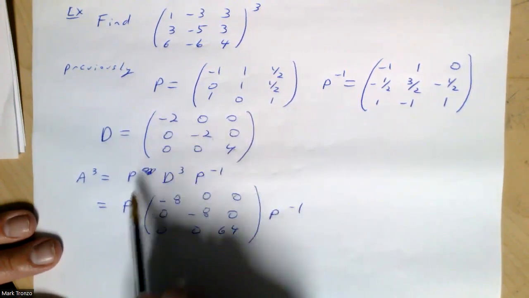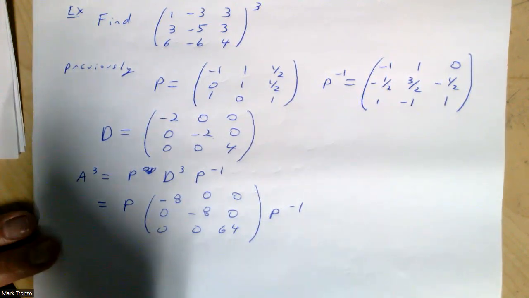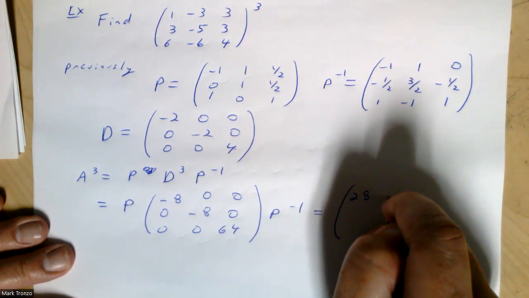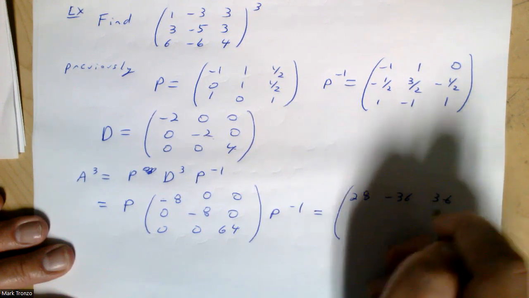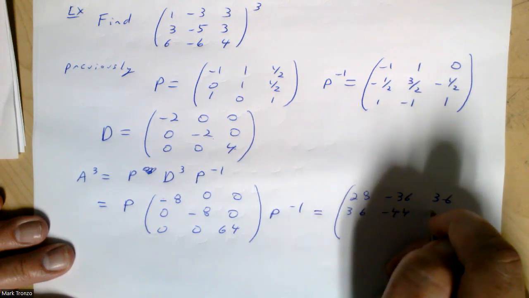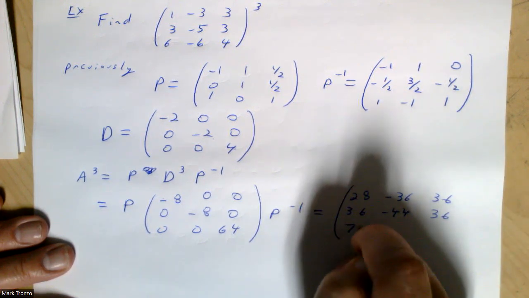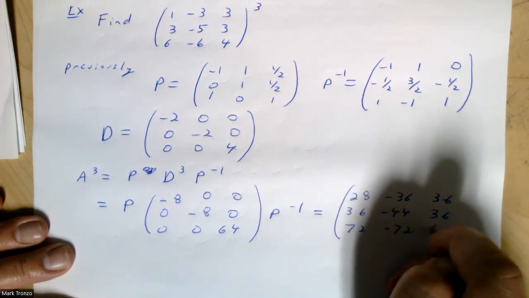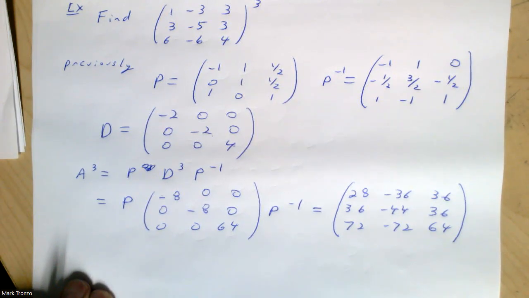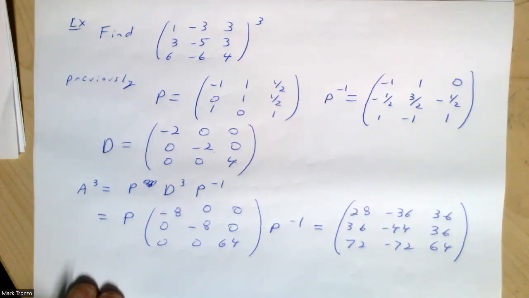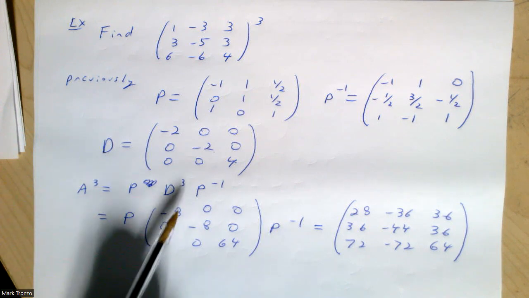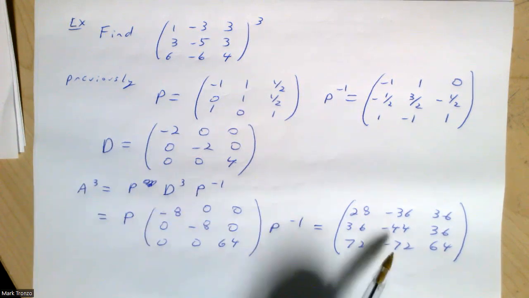And then if we put this in here and this in here, we end up getting 28, minus 36, 36; 36, minus 44, 36; 72, minus 72, 64. So again, it illustrates how you can use the diagonal matrix to find powers of A. Just take that diagonal matrix to that power, and it gives you this.